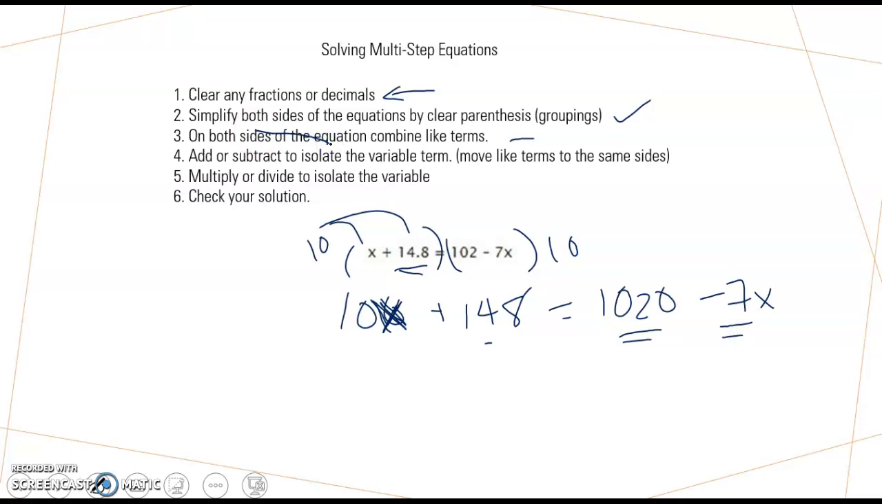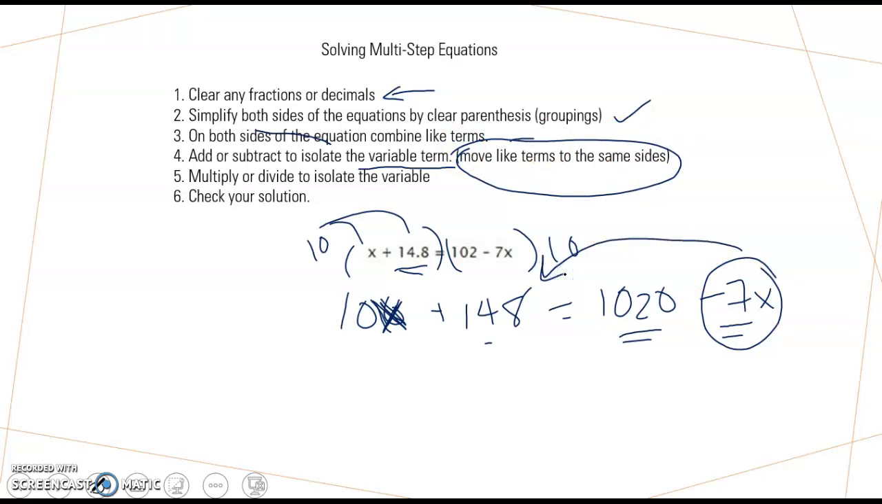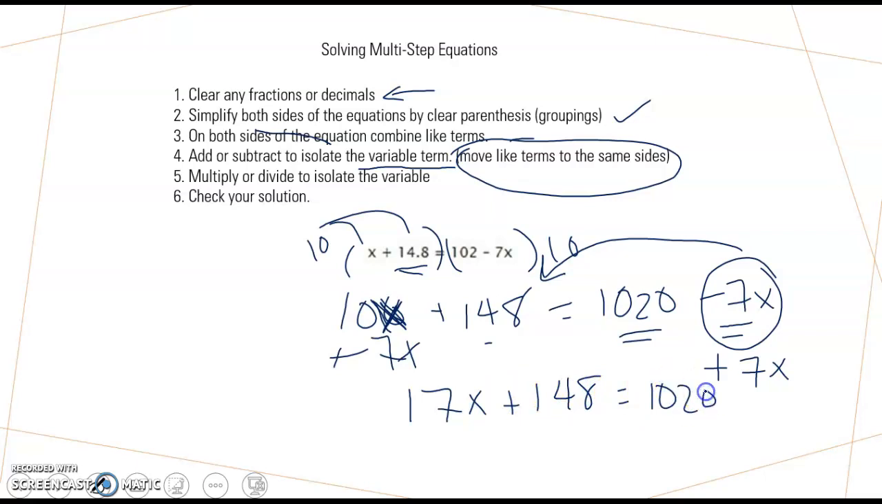We need to add or subtract to isolate the term with the variable. I would say move like terms to the same side. So you want to move the 7x to the right-hand side. You have to do that by undoing the subtracting, so add 7x to both sides. Then you have 17x. You've got a two-step equation. Plus 148 equals 1020. Isolate the term with the variable.